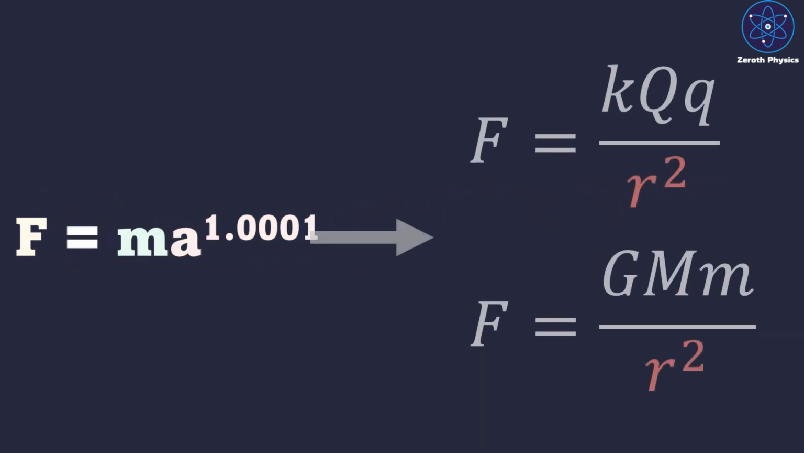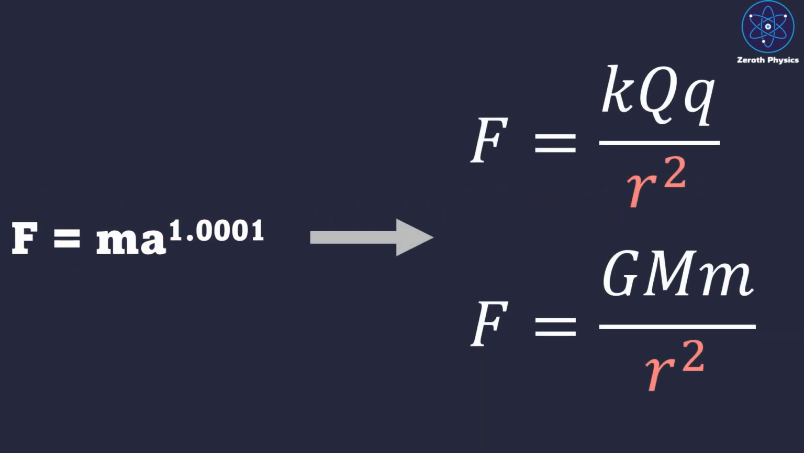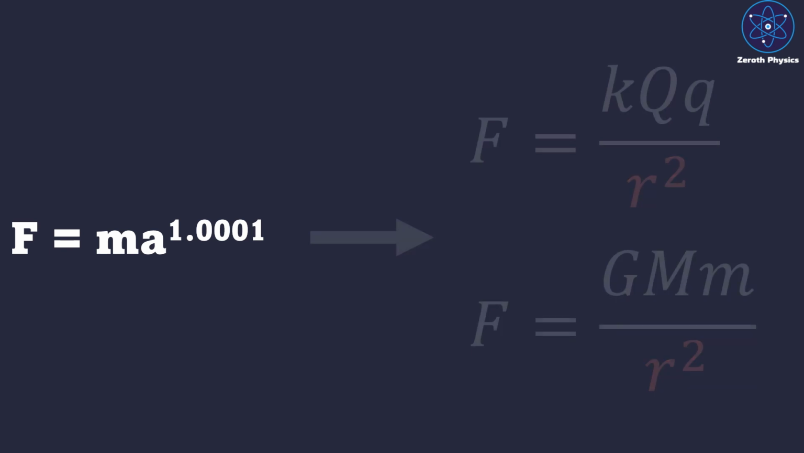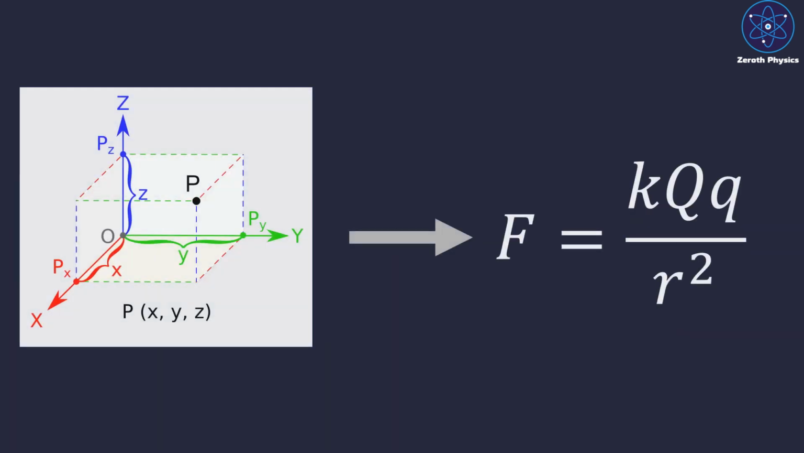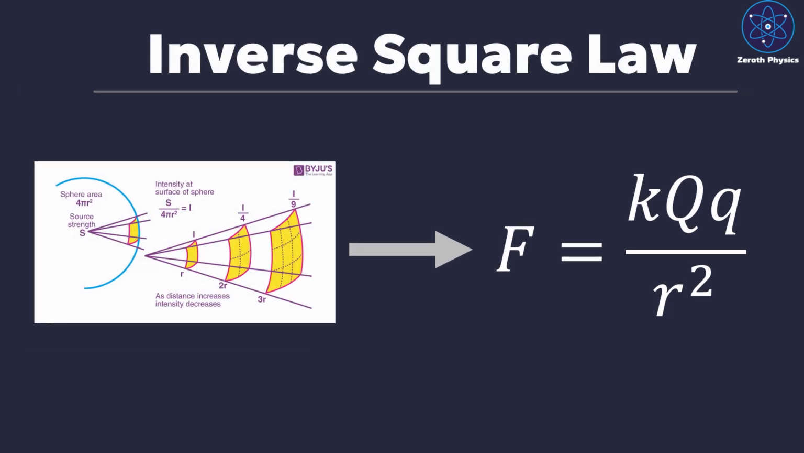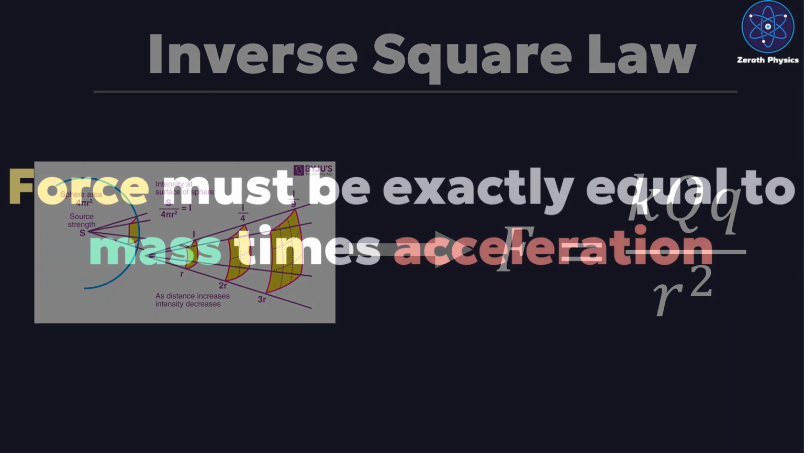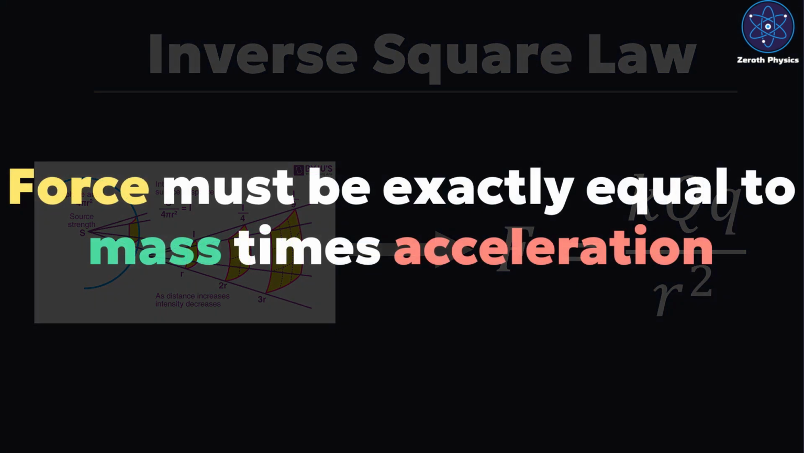It is worth noting that this question bears similarities to the inquiry of why Coulomb's force and gravitational force obey the inverse square law. Why can't the power be 2.0001 or any other value? This is ultimately due to the fact that we live in a three-dimensional world, and the inverse square law arises from the geometry of space. We will discuss this in our future video. In conclusion, force must be exactly equal to mass times acceleration.